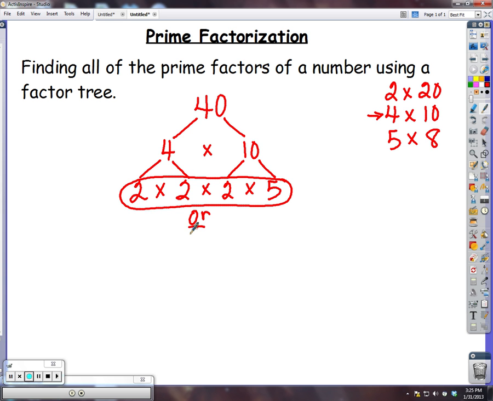If I write this in exponential notation, I have the base number 2 used 3 times, so that's 2 to the third power, also pronounced 2 cubed, times 5.